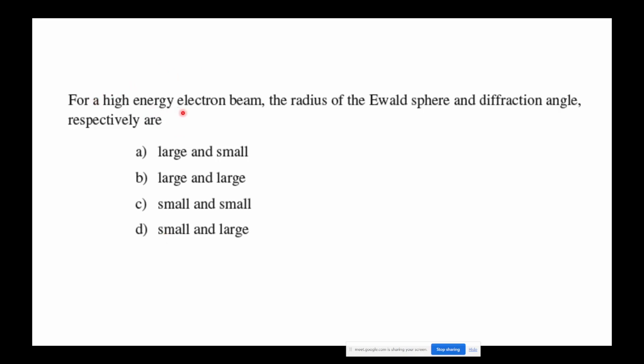Now, for a high energy electron beam, the radius of the Ewald sphere and diffraction angle respectively are what? Just now I have shown the relation. You can guess it very quickly.